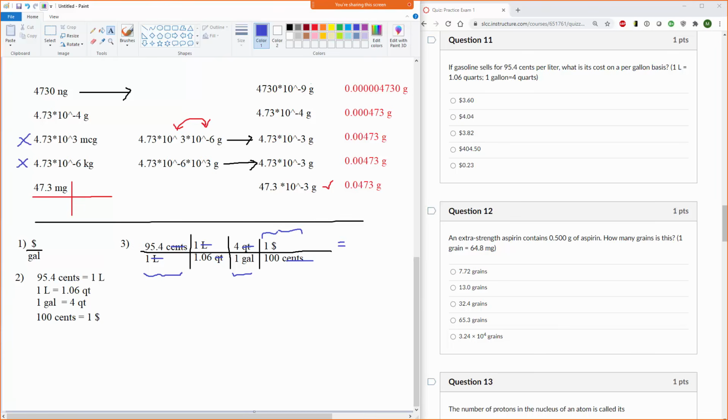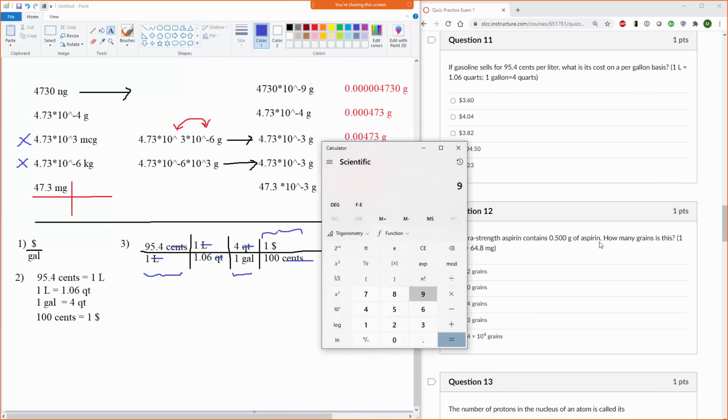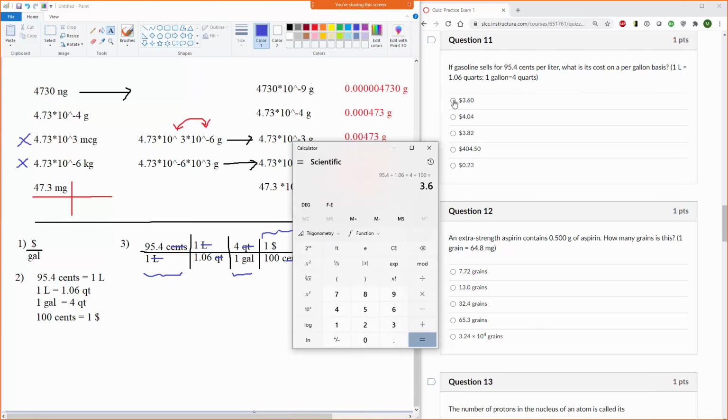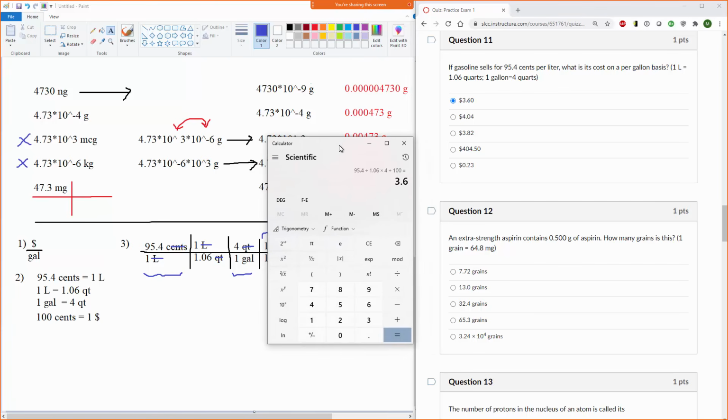Totally fine. You just say, hey, I've got dollars over gallons. That's exactly what I wanted. There's nothing extra. Then I know I'm done and I can just plug it in. So 95.4 cents per liter divided by 1.06 quarts multiplied by 4 quarts in a gallon divided by 100 cents. And that gives me a price of 3.6, which corresponds to $3.60. Is that a good price? Probably not today anymore. There's been times when that's a good price. Not a good price today.